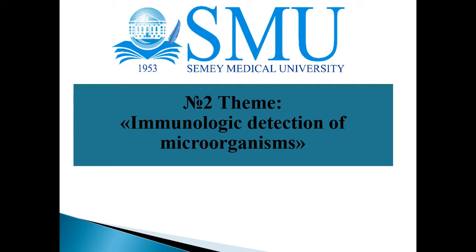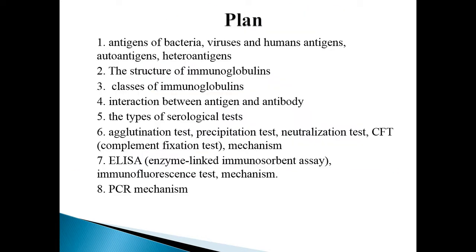Immunologic Detection of Microorganisms. Plan: antigens of bacteria, viruses, and human antigens, autoantigens and heteroantigens, the structure of immunoglobulins, classes of immunoglobulins, interaction between antigen and antibody, the types of serological tests: agglutination test, precipitation test, neutralization test, complement fixation test, and the ELISA (enzyme-linked immunosorbent assay), and the PCR (polymerase chain reaction).